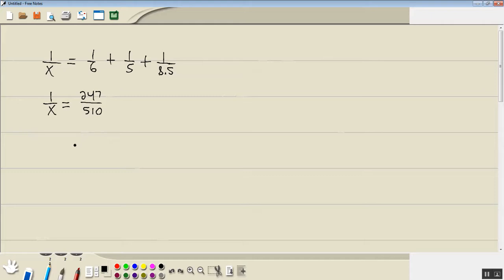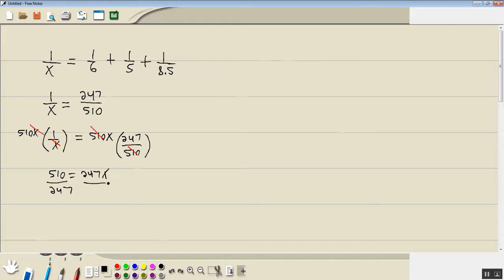Now I could cross multiply here, solve with proportions, but I'm going to go through my rational equations, multiply everything by the LCM of all your denominators, which is x times 510, so 510x. So multiply that times the 1 over x. We'll multiply that times the 247 over 510. So these x's cancel, these 510's cancel. So 510 times 1 is 510 equals 247 times x is 247x. Now I divide both sides by 247.